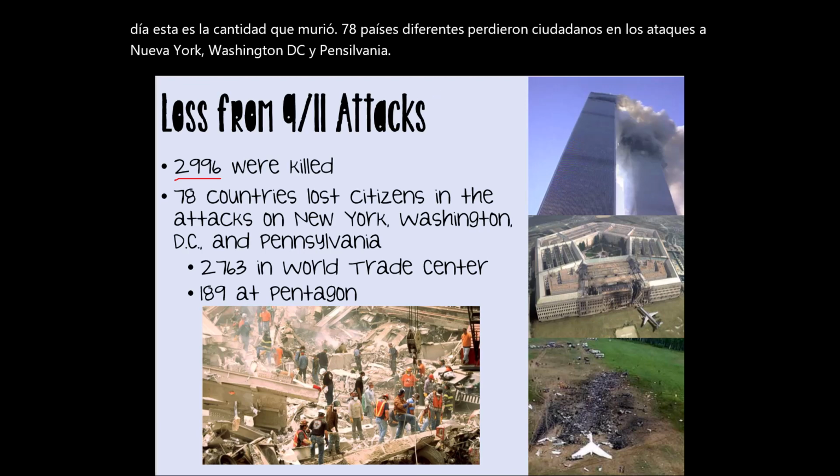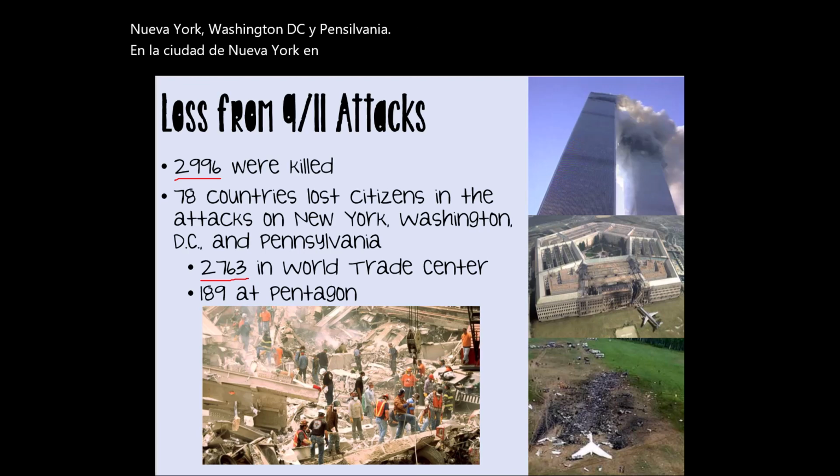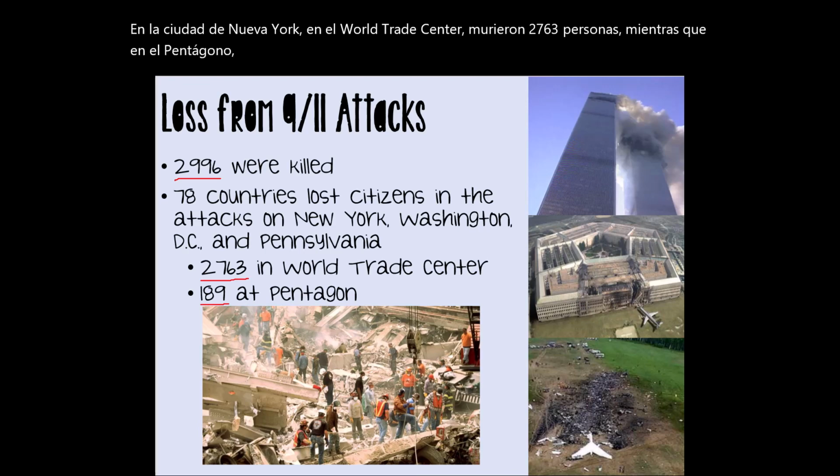In New York City at the World Trade Center, 2,763 people died, whereas at the Pentagon, 189 people died. And in Pennsylvania, it was only the people on the planes.